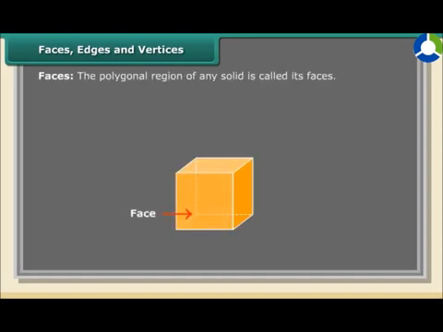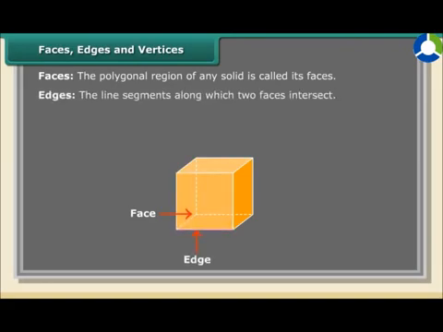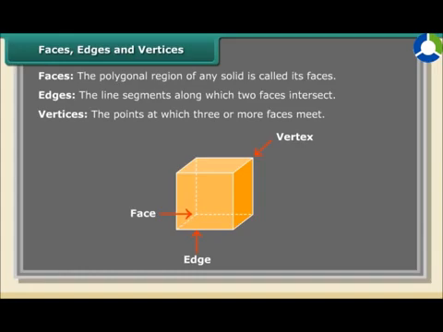Faces, edges, and vertices. Faces: the polygonal region of any solid is called its face. Edges: the line segments along which 2 faces intersect. Vertices: the points at which 3 or more faces meet.